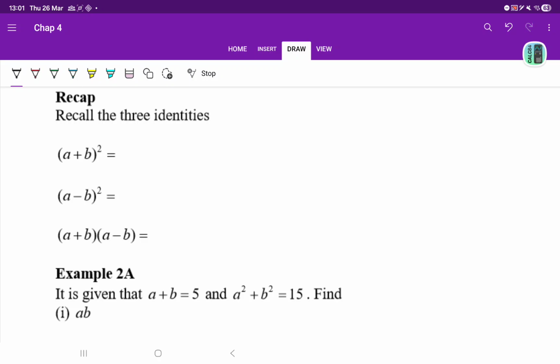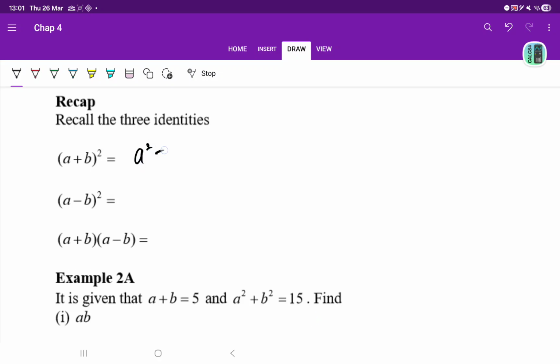Let's write down the formula first. The first identity: a squared plus 2ab plus b squared. Second: a squared minus 2ab plus b squared. The third one, which we have been using a lot of times: a squared minus b squared. Three identities in total. Memorize them. Okay? Ashmita, need to memorize now.